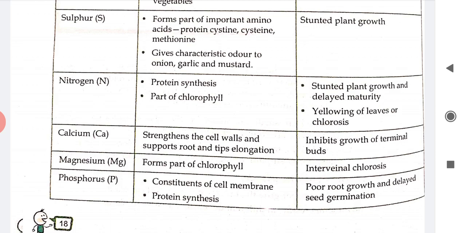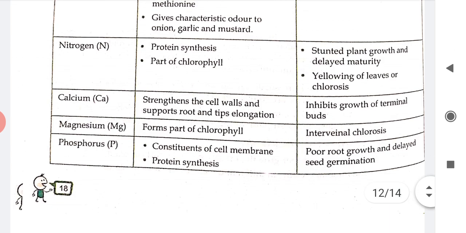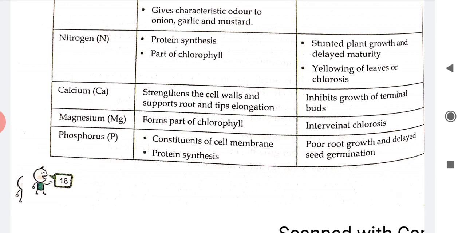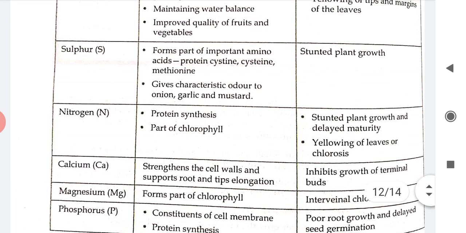Now its deficiency is stunted plant growth. Yes, in this condition the plant is short. Okay, with the deficiency of sulfur the plant is short. Now nitrogen. Nitrogen is basically for protein synthesis. Yes, it is a part of chlorophyll. So you know that the macronutrients are used by the plant in large quantity. You can see that the function of these macronutrients easily reveals that they are needed in large quantity.